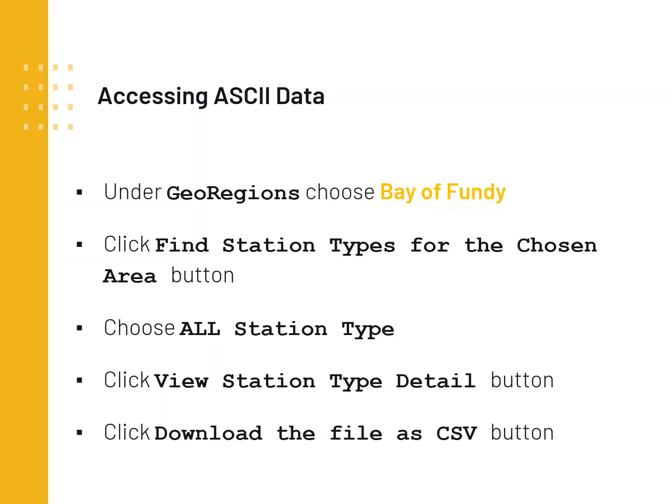Continuing on under Georegions, we're going to select the Bay of Fundy. Then you're going to go down to the bottom and click the Station Types for the chosen area button. In the next window, you're going to choose All Station Types, and you're going to click on View Station Type Detail. Then you're going to click on the Download to CSV, or comma separated value.